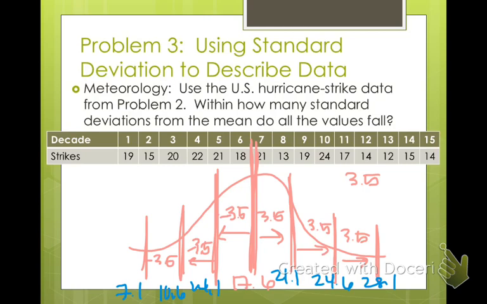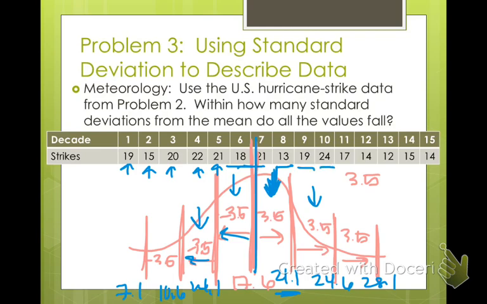So the question asks us to find within how many standard deviations from the mean do the values fall. So let's see, we have 19 is right here within one standard deviation above the mean. 15 would be one standard deviation below the mean. 20 would be one above. 22 would be 2 above because it's bigger than 21.1. 21 would be 1 above. 18 is 1 above. 21 is 1 above. 13 would be down here between 10.6 and 14.1. So that's 2 standard deviations below the mean because you go 2 to the left.